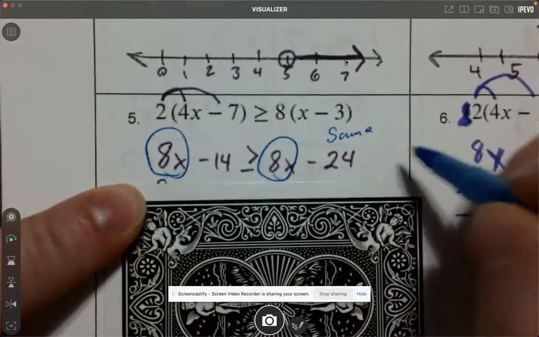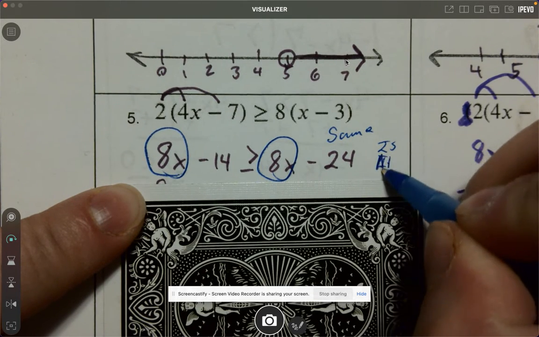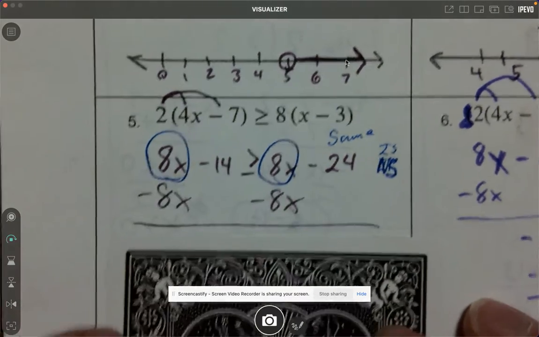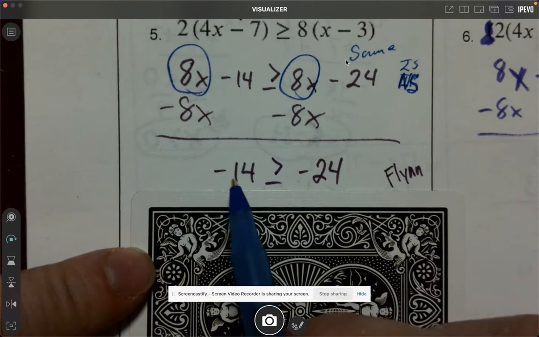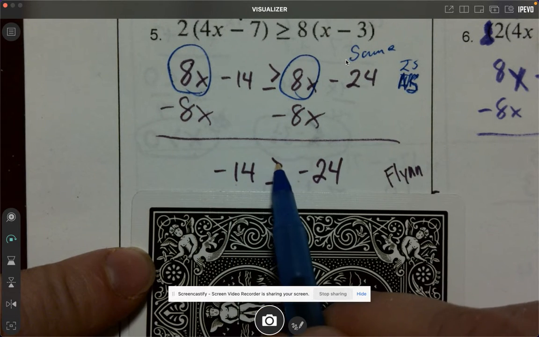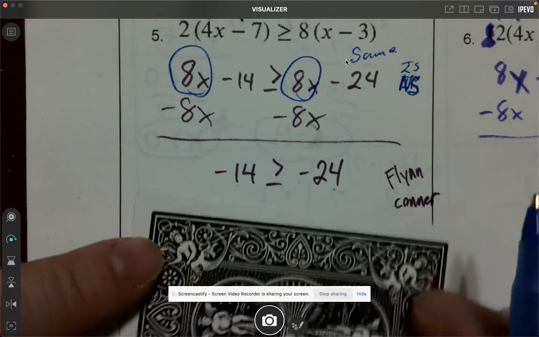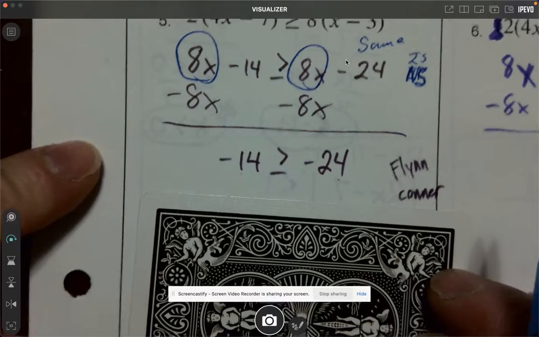So you know right away this will be infinite solutions or no solutions, depending on whether or not you get a true or false statement. So what are you left with? And we talked about this yesterday in class. You're left with -14 is greater than or equal to -24. And as Connor Flynn said last year in compacted math, that is indeed a true statement.